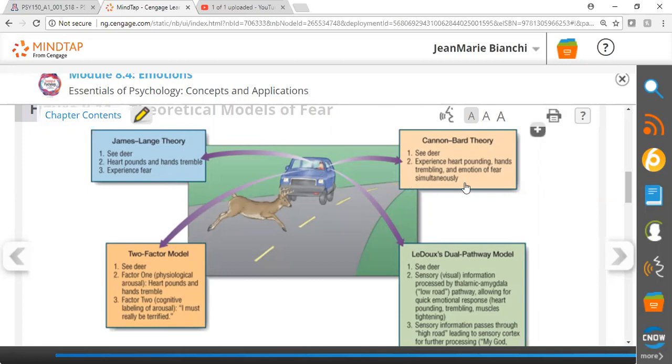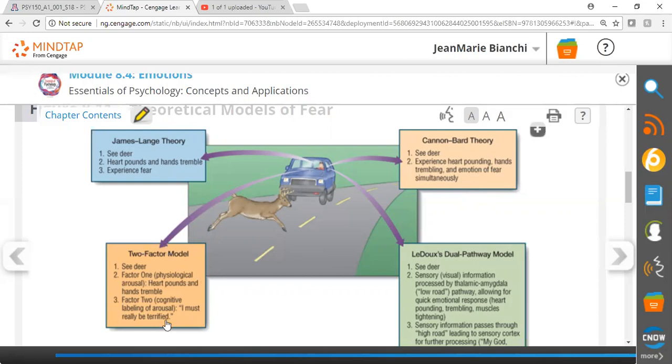Now, the Cannon-Bard theory was proposed by Walter Cannon in the 1920s, and he argued that we can't be separating the bodily arousal and subjective experience parts of emotions. They simply occur simultaneously together in time. In this example, we see the deer, and at the same time, we experience our heart pounding, our hands shaking, and we feel afraid. This is all happening simultaneously, and there's little use in trying to argue what comes first or second. So that was a very prominent theory.